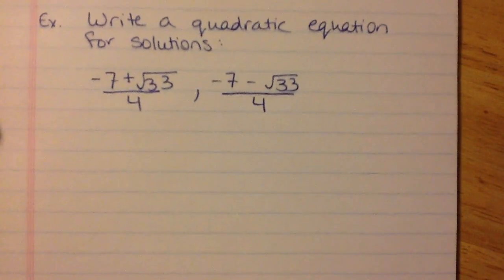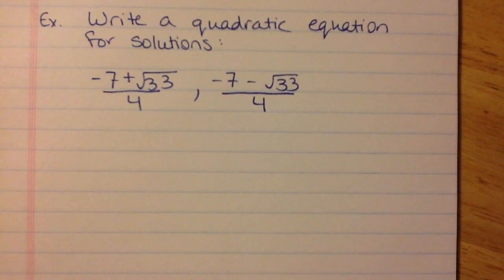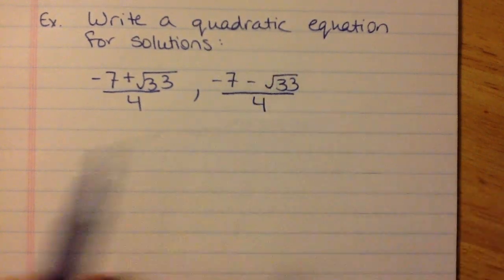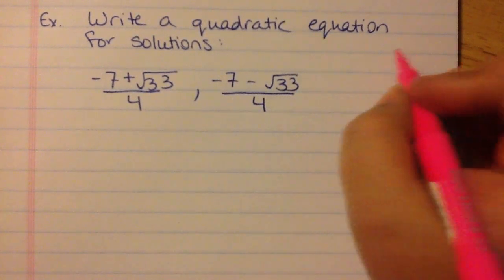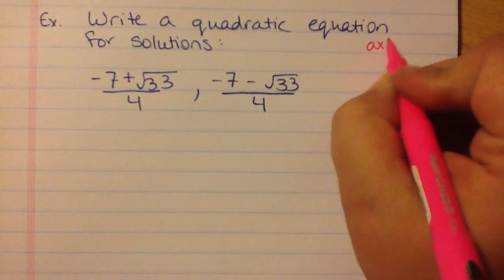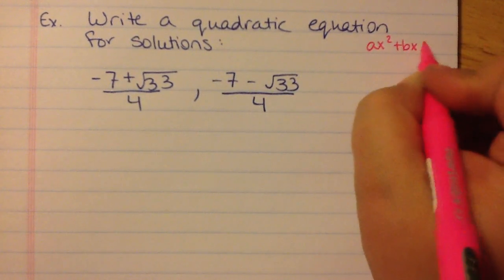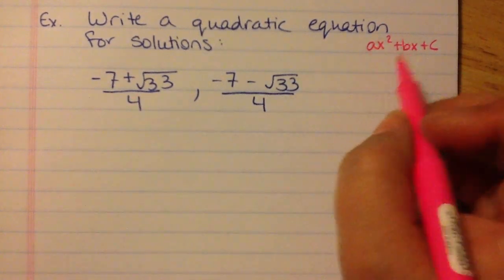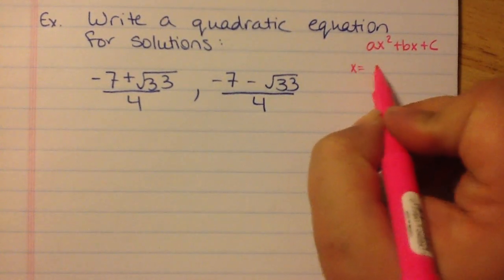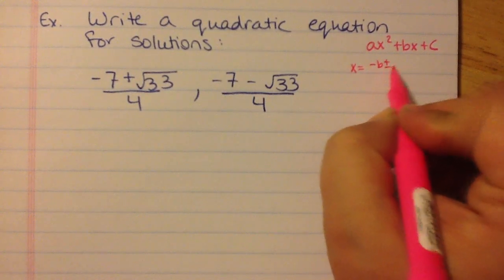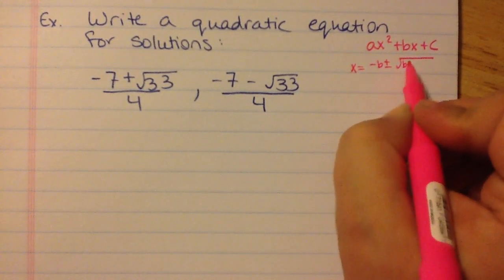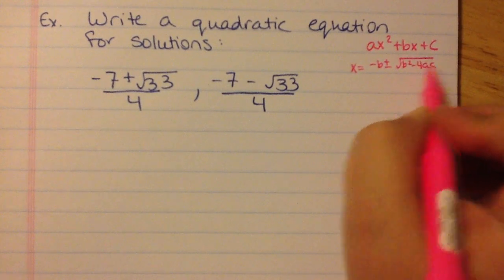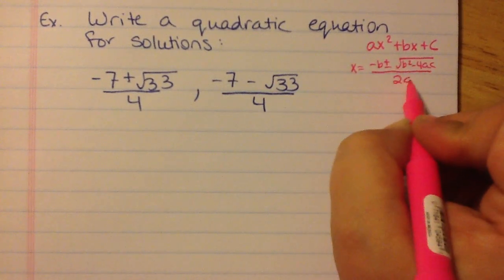Okay, these next ones are going to require a little bit of creative thinking. So on this one, I need to write a quadratic equation in standard form. So remember that would be ax squared plus bx plus c for these two solutions. We can also remember that the quadratic formula is x equals opposite b plus or minus the square root of b squared minus 4ac divided by 2a.